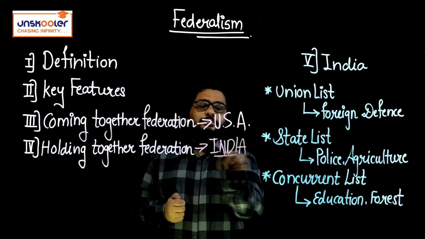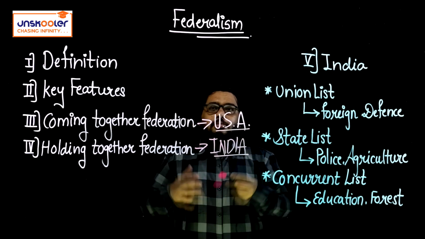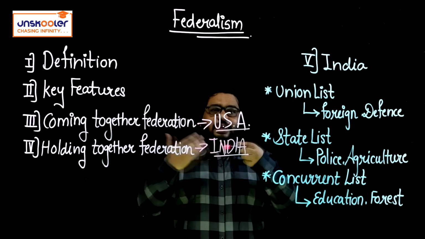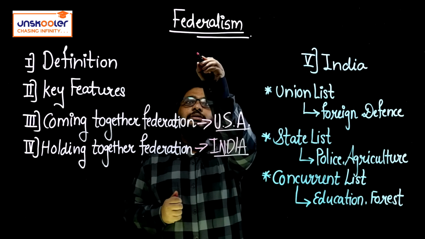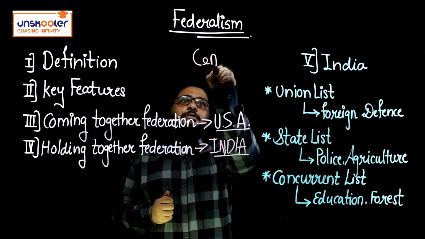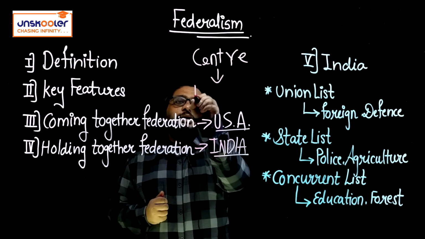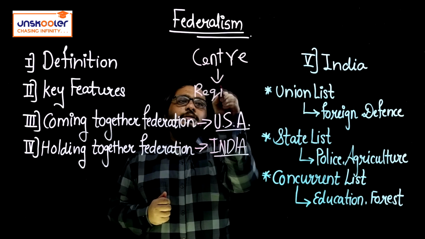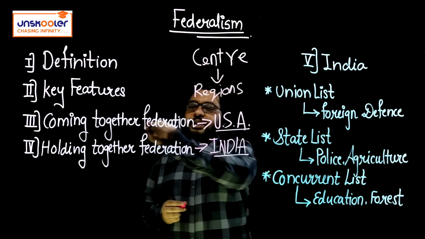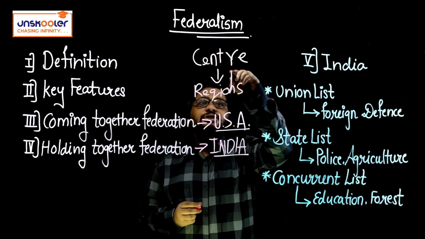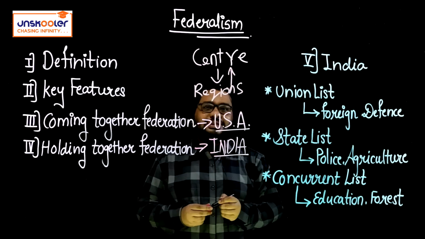In the case of India, it comes from the top down. So in the case of coming together federation, it comes from the bottom up. So here we have the center, and here we have the regions. We can say the states. So from the coming together federation, it comes from the regions to the center. So the regions come together to give legitimacy to the center.